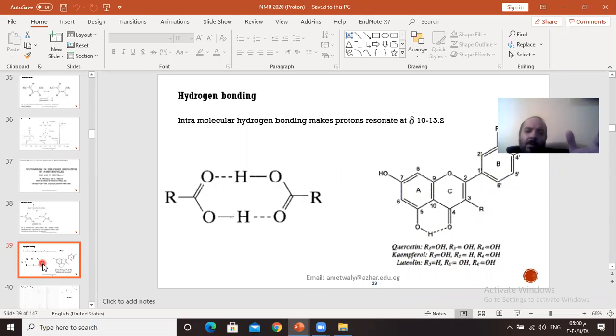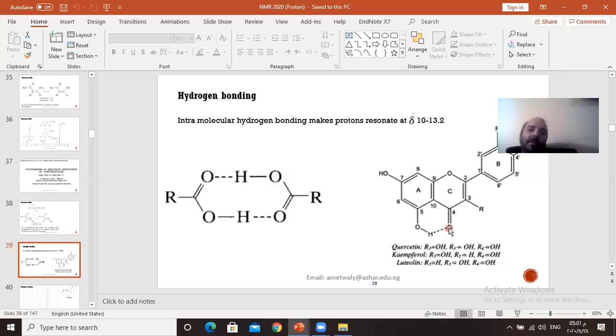I think anyone working in natural products has seen this before. This is called hydrogen bonding. It happens in acids and also in natural products. This is quercetin, camphor, or erythrin. All these are flavonoids. When you have a flavonoid with a hydroxyl on position number 5, this hydroxyl makes an intramolecular hydrogen bond with this oxygen, which appears at maybe 11, 12, 13.